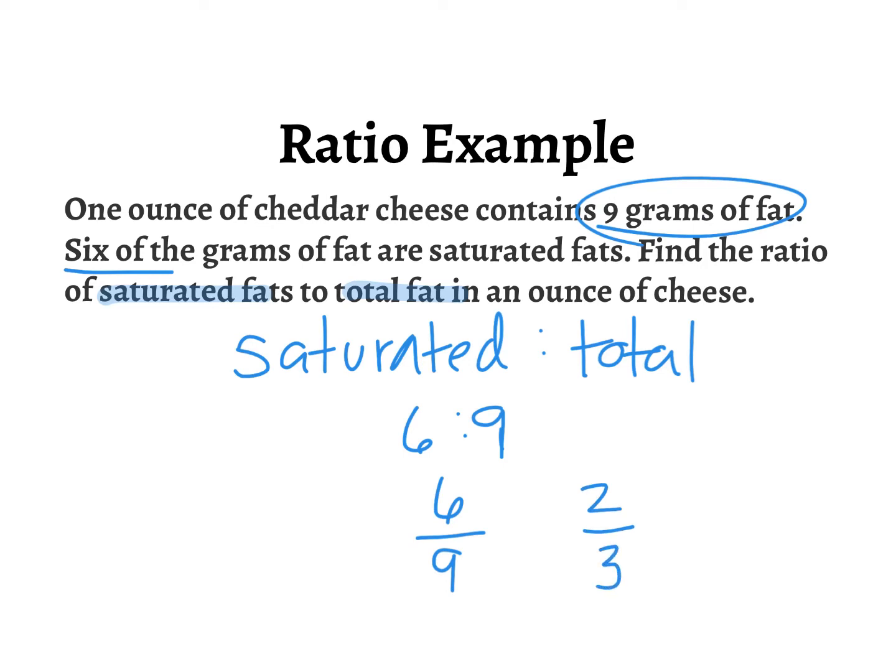And that's more called a unit ratio. The smallest form you can simplify a ratio to will be that unit ratio, like the scale that we're going to be using. So as long as you're using the right order, saturated to total, find your numbers, write them in that order, and we're set.